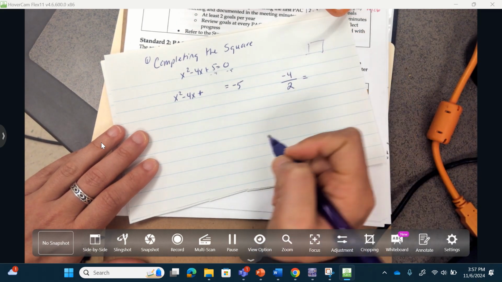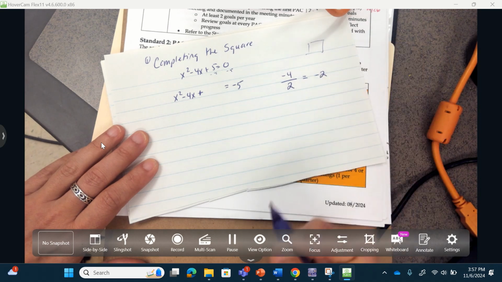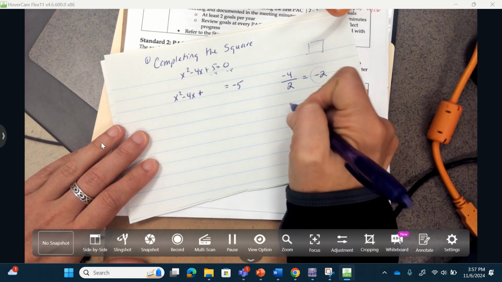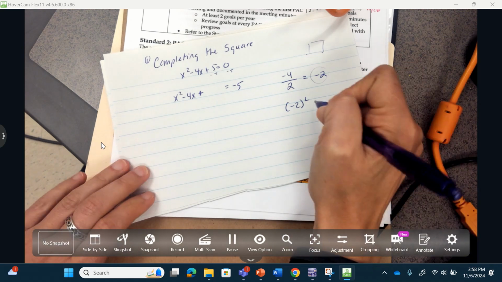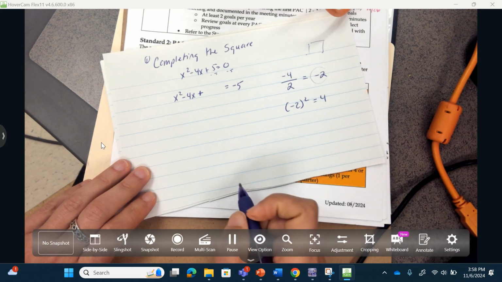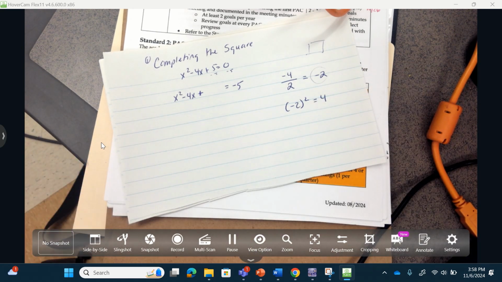And so negative 4 divided by 2 is negative 2. And then we take that number and we square it. And negative 2 squared is positive 4. Now that process, again, if we were doing this out with algebra tiles, you could see why that worked, why you always take the b value and divide it by 2, and then you square it, and it gets you where you want to go.